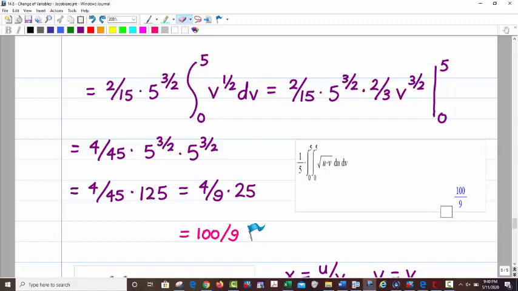So in other words, if I multiplied out my first answer in a calculator, it will be the decimal equivalent to 100 over 9. But let me explain real quick how that works. It's easy. Same base, add the exponents. So 3 over 2 plus 3 over 2 is 3. 5 to the 3rd is 125. And then actually this reduces. 125 over 45 reduces by 5 to 25 over 9. So 4 over 9 times 25 gives you 100 over 9.